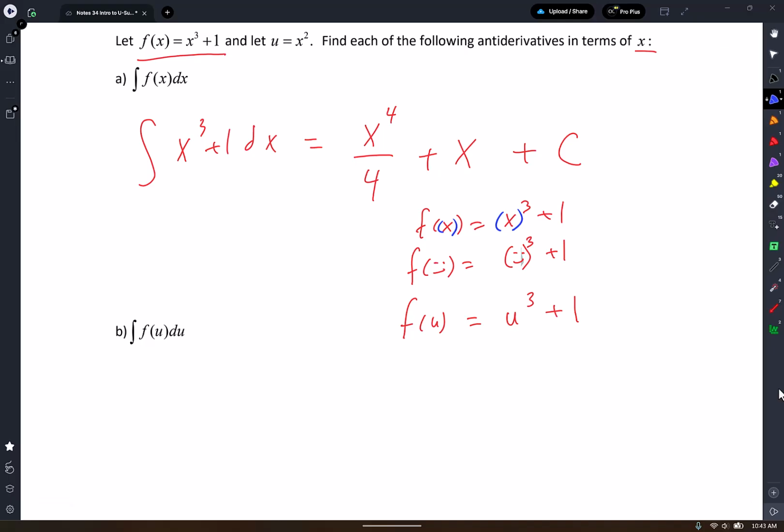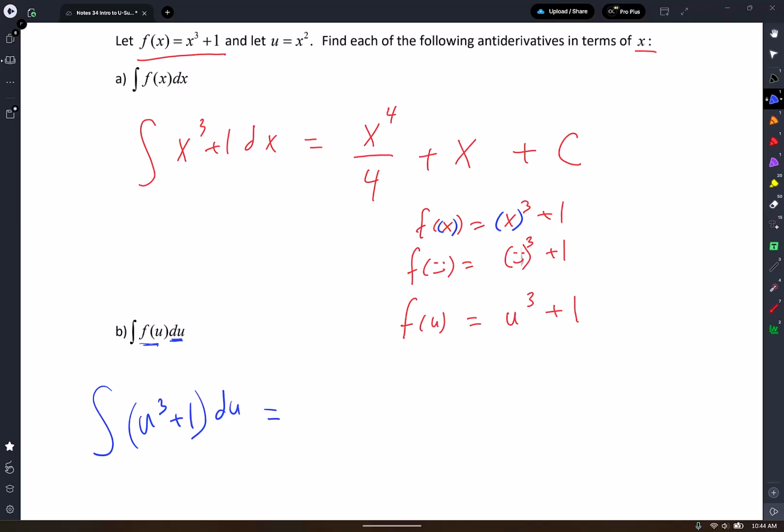But if u is equal to x squared, well, we're not doing that yet. Look what this says. I have a differential of du. So first we have to do this one in terms of u. So f of u, so u cubed plus 1 du. Are we okay so far?